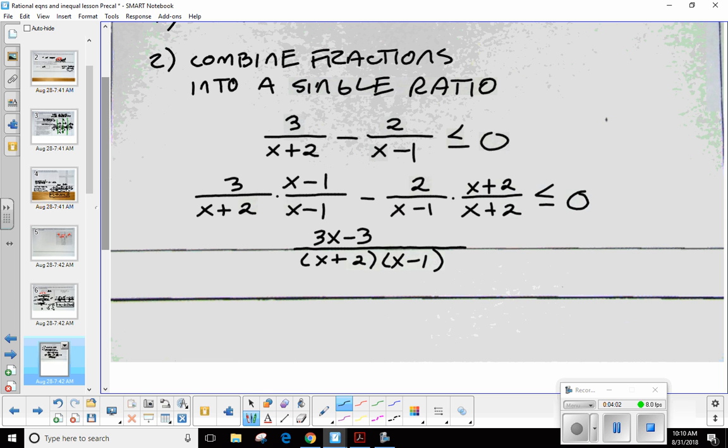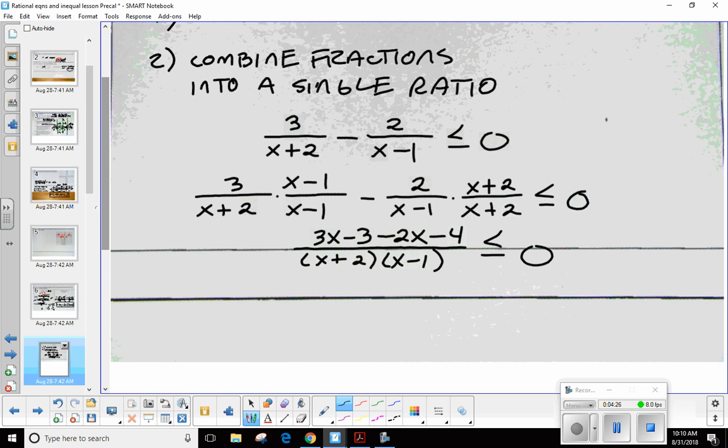3x minus 3. Now, here's something that's really easy to forget if you're subtracting. Make sure you take the negative with it. You've got to distribute that. So we're going to pretend it's a negative 2. So what am I going to have here? I heard negative 2x minus 4. There we go, the 2 times 2. And then, of course, this is less than or equal to 0.